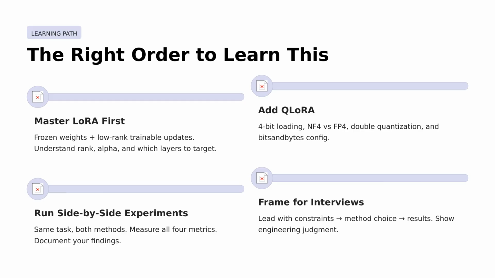Here's the learning path I recommend. Start with LoRA so you really understand the core idea: frozen base weights, low rank updates, and how rank, alpha, and layer selection affect results. Then add QLoRA by learning 4-bit loading, NF4 versus FP4, double quantization, and the bitsandbytes setup. After that, run side-by-side experiments on the same task, measure all 4 metrics, and finally frame your interview story around constraints, method choice, and results.